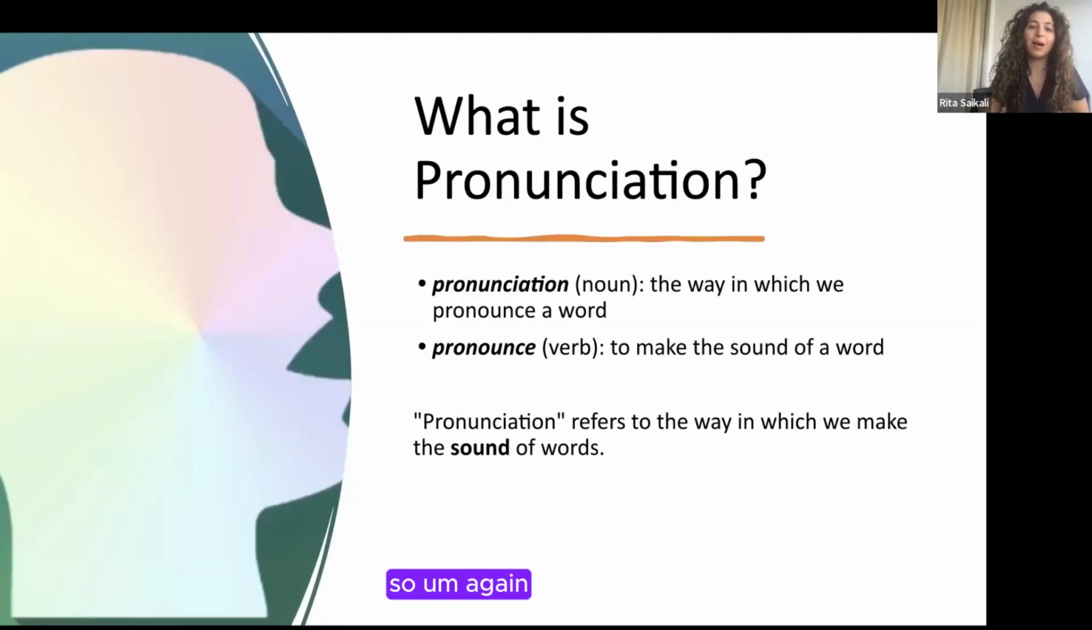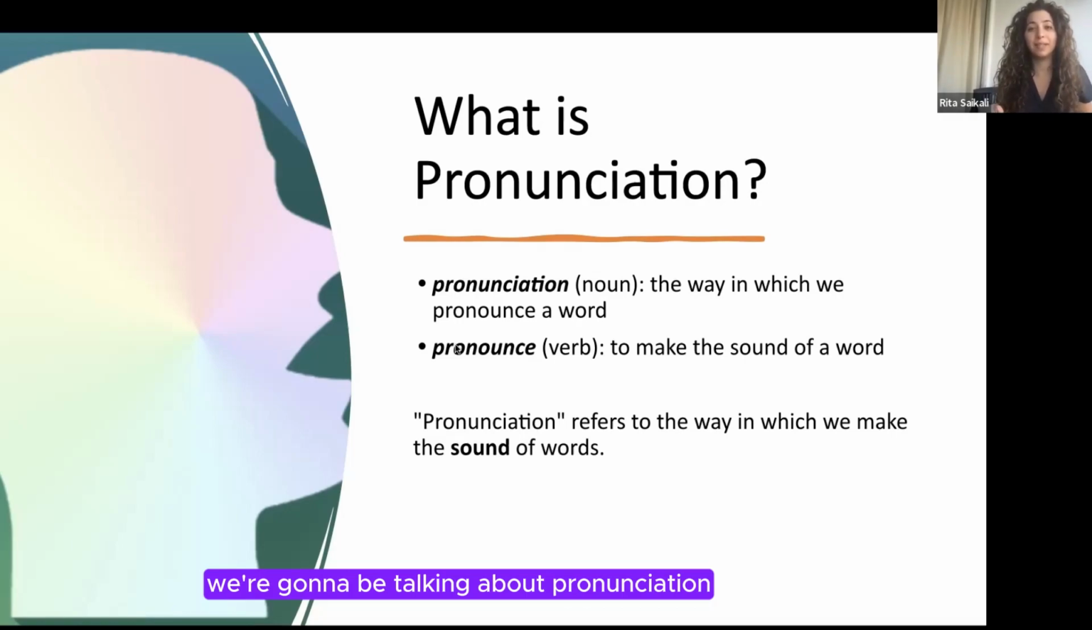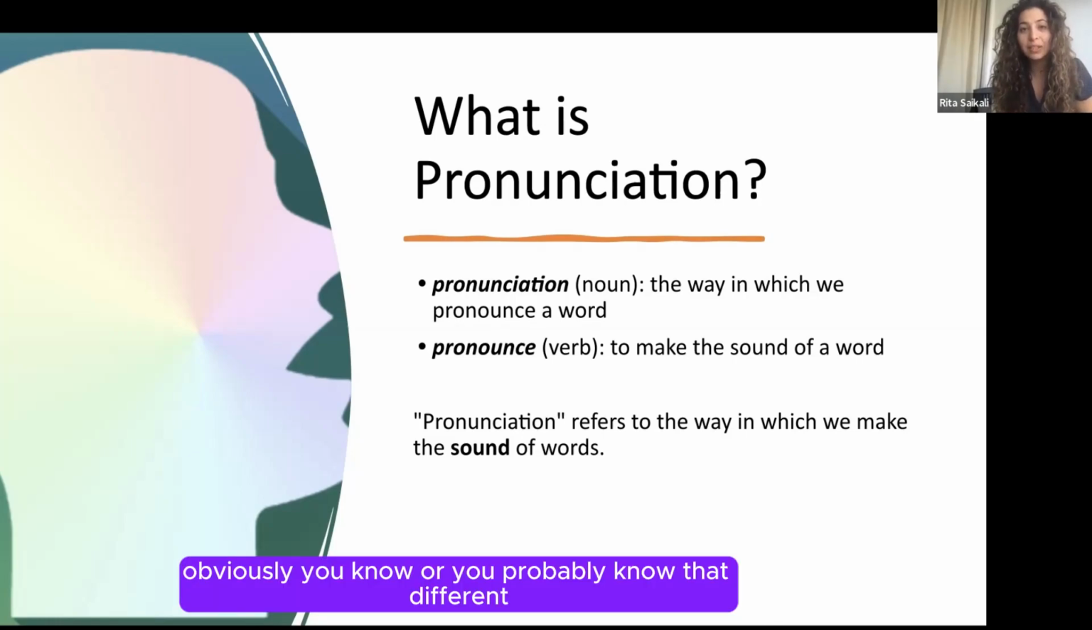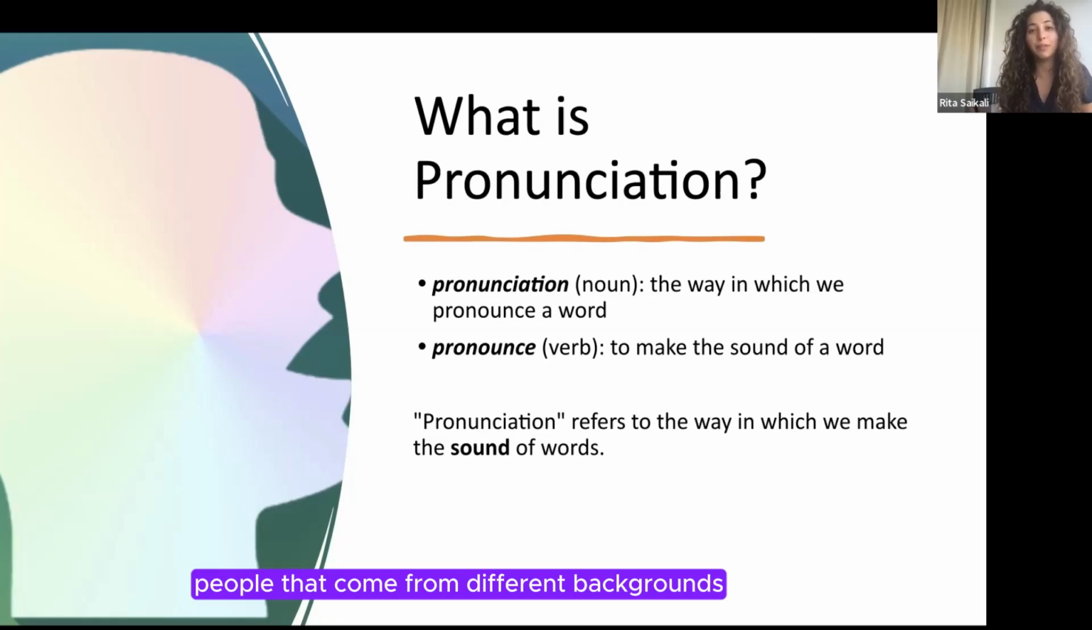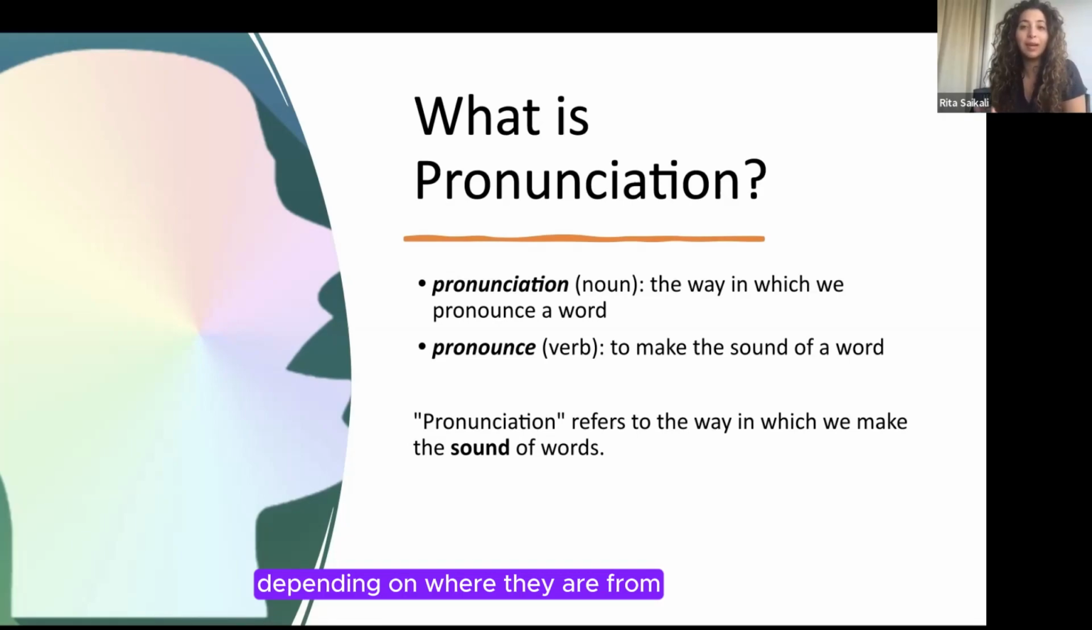So again, we're going to be talking about pronunciation. And what is pronunciation? Well, pronunciation, which is a noun, is the way in which we pronounce the word or the way in which we say the word. Obviously, you probably know that different people that come from different backgrounds say similar words differently depending on where they are from.